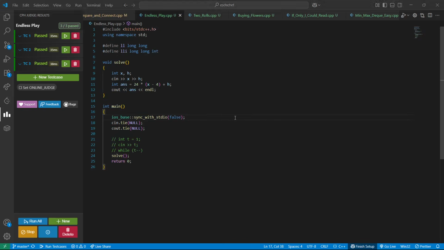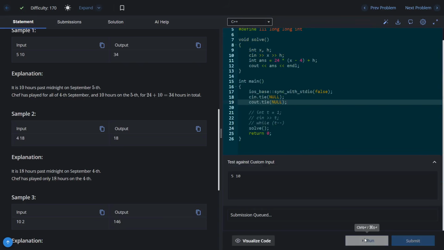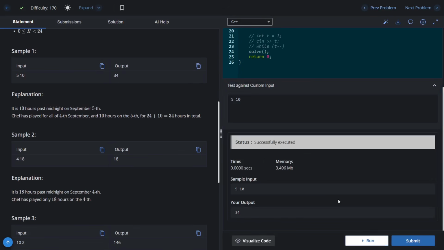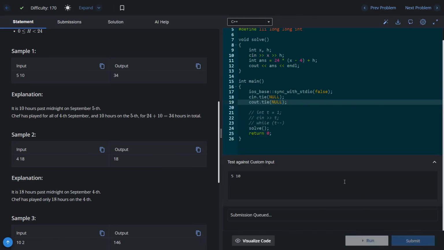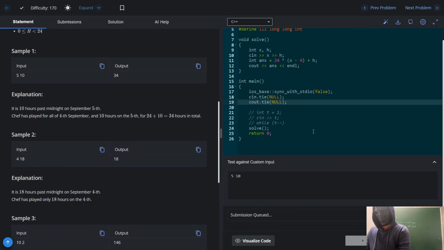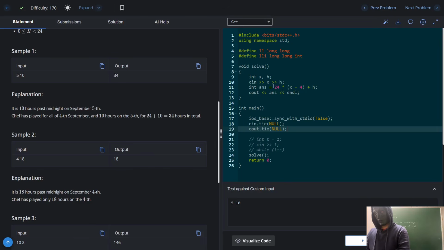Let me try to run. In this case I should be getting 34 as the answer. Indeed we are getting it. Let's try to submit it. So yeah, it got accepted. So basically it was an easy problem. You just have to use this formula.